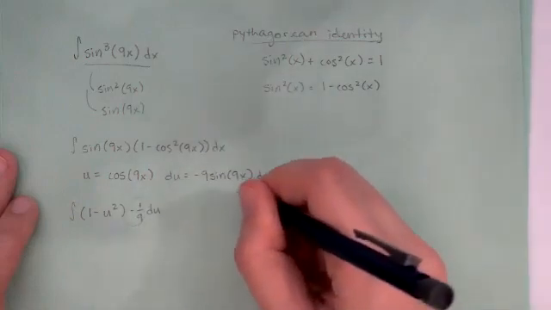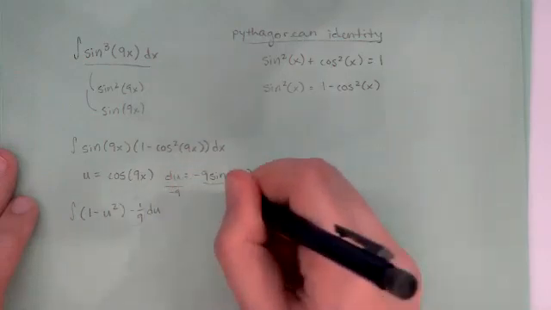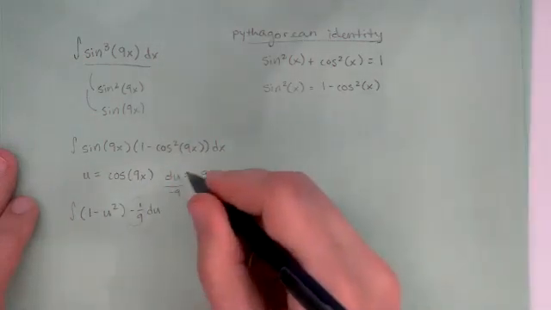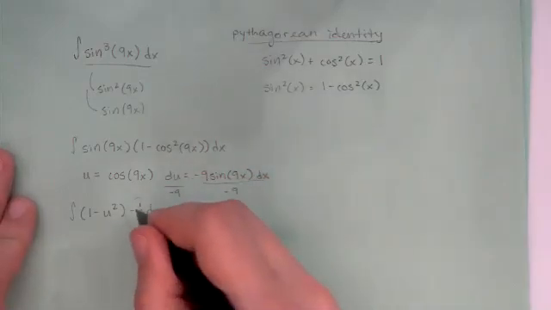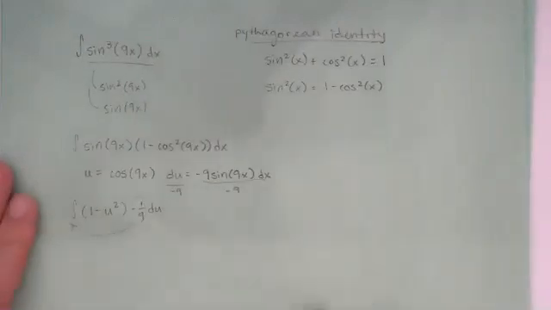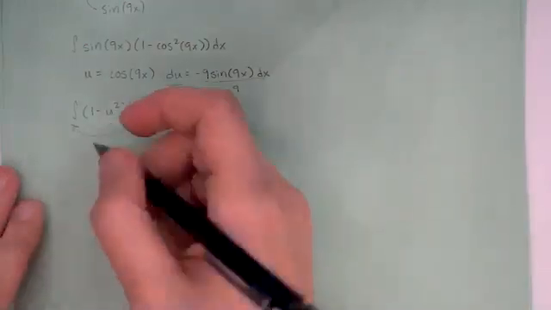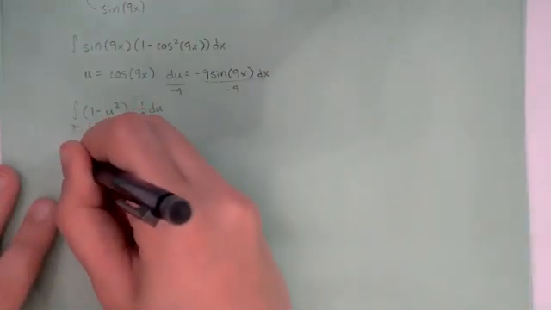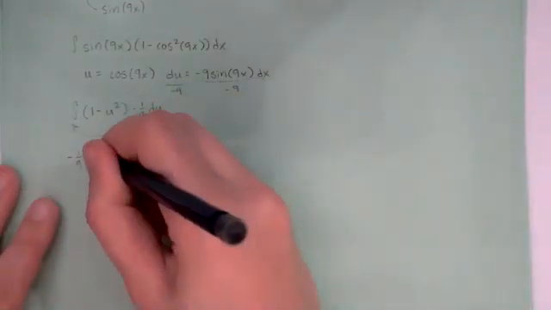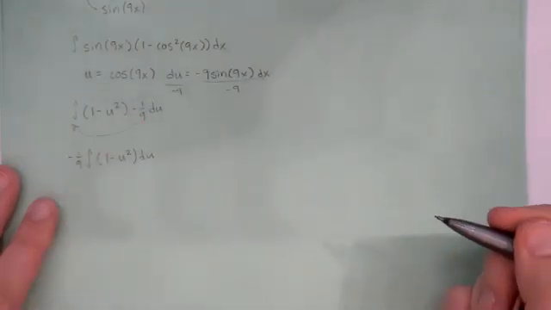All we did is use a little bit of algebra: we divided both sides by negative 9, and that's how we got that negative 1/9 out in front. We can also pull this out in front because it's a constant. So that means we are going to have negative 1/9 times the integral of 1 minus u squared du.